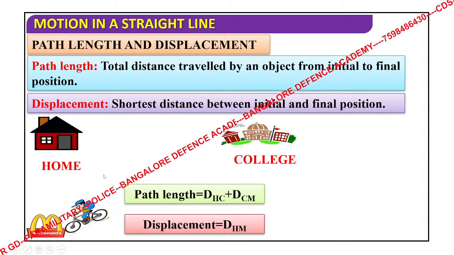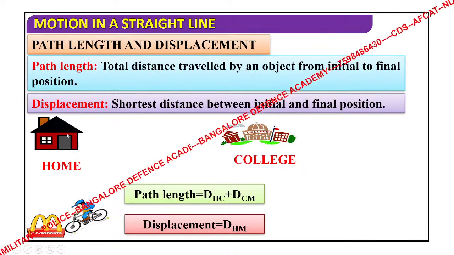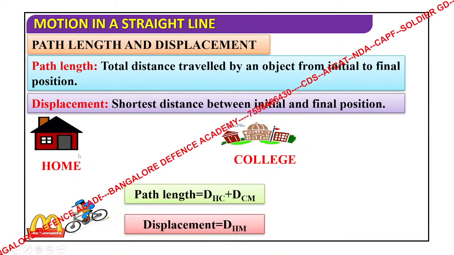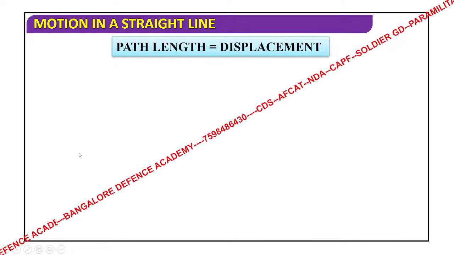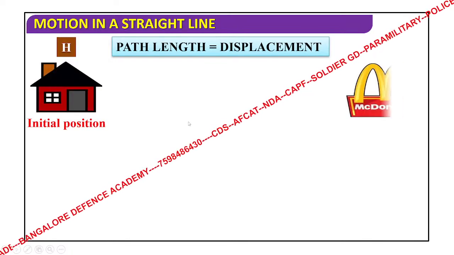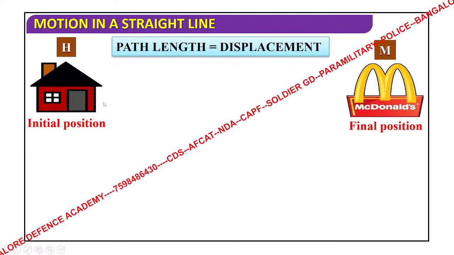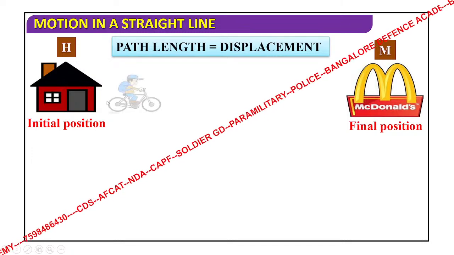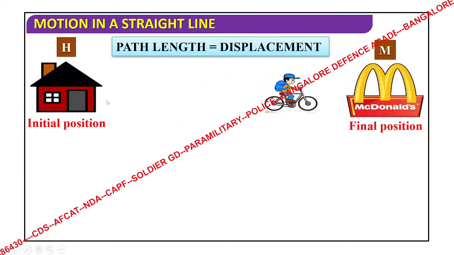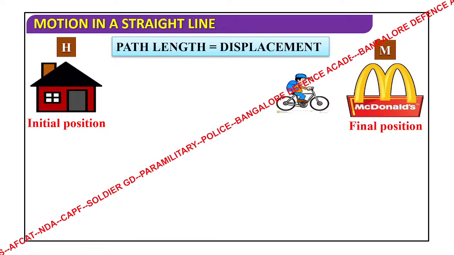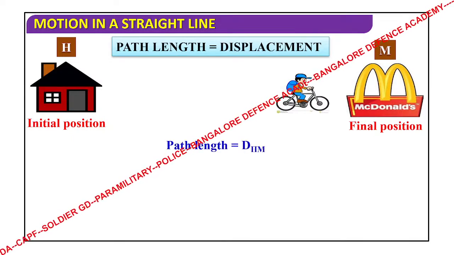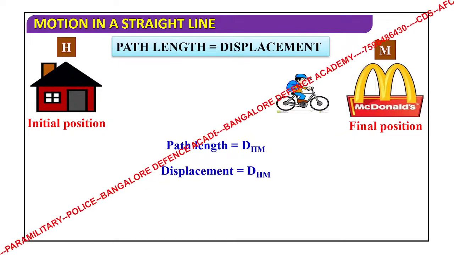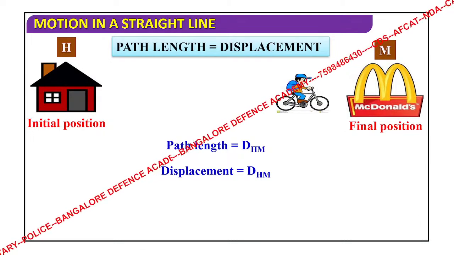Displacement means the shortest distance. Now just check the initial position, home, and the final position, that is McDonald's. That is called the displacement, the shortest distance. Next, what is the difference between path length and displacement? Look at this now. Initial position is home and the final position is McDonald's here. A boy is traveling from his home to the final position McDonald's. So this is called the path length. Okay, so path length is from home to McDonald's. Next, what is the meaning of displacement? Displacement is from home to McDonald's once again.